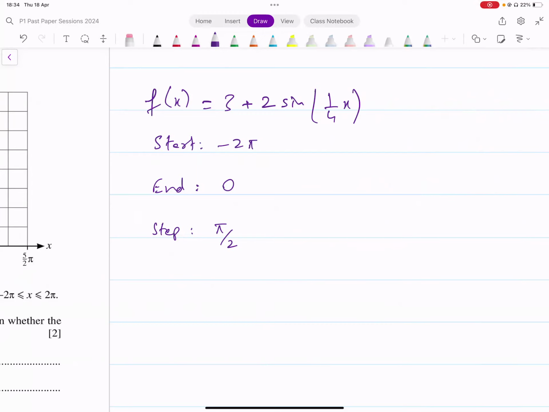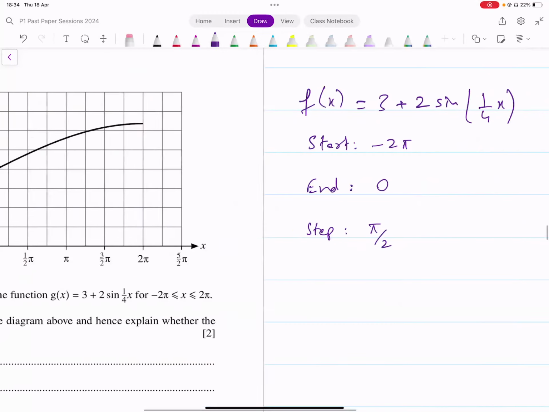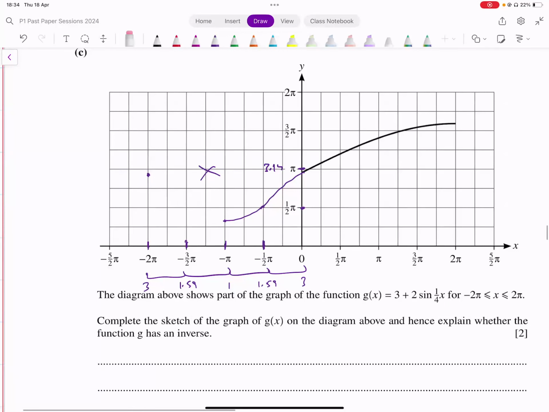Start at minus 2 pi, end at 0. Interval is pi over 2. Yeah, I'm getting different values now. I'm sorry, these were not correct values. They looked odd because the graph shape should remain the same, right? It's like this. On the left side, it has to look something like this. Okay, so I input some wrong function in my calculator earlier.